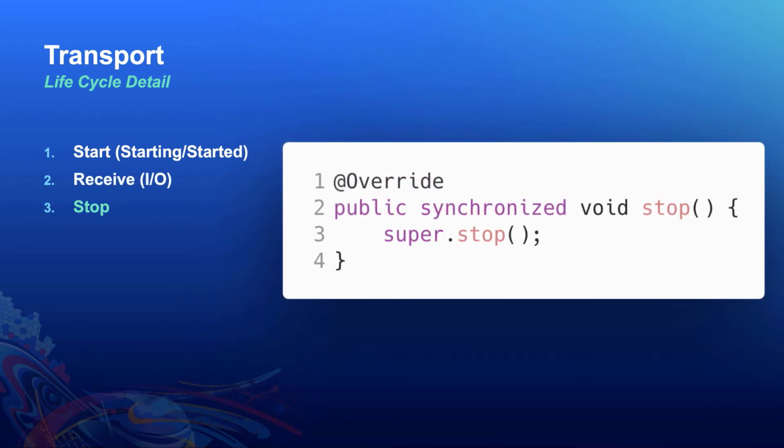Now, once the user decides to stop the connector, the stop method will get called. The super method will send the transport into the stopping state and as a result, stop the flow of data.